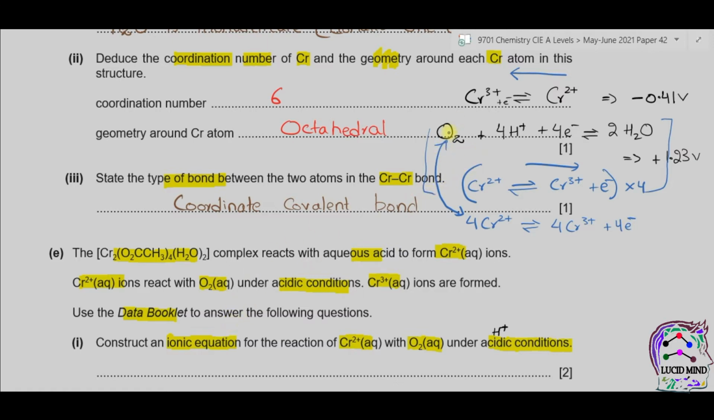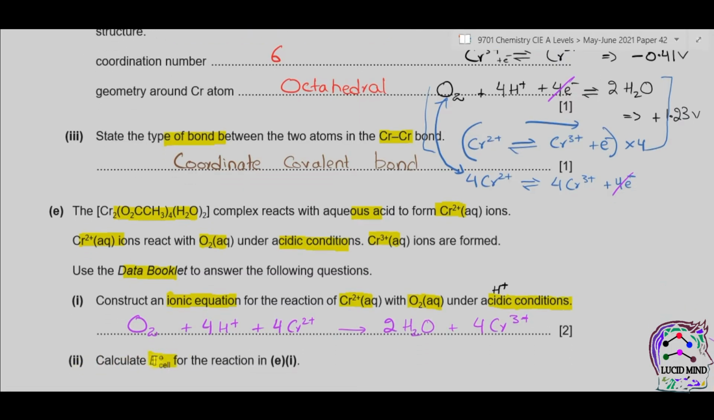Now in the final equation we have oxygen, O2, we have 4H positive, electrons lost and electrons gained are cancelled out. Then we have 4 Cr2 positive. Now the products are 2 water molecules and 4 Cr3 positive. This is the balanced ionic equation.